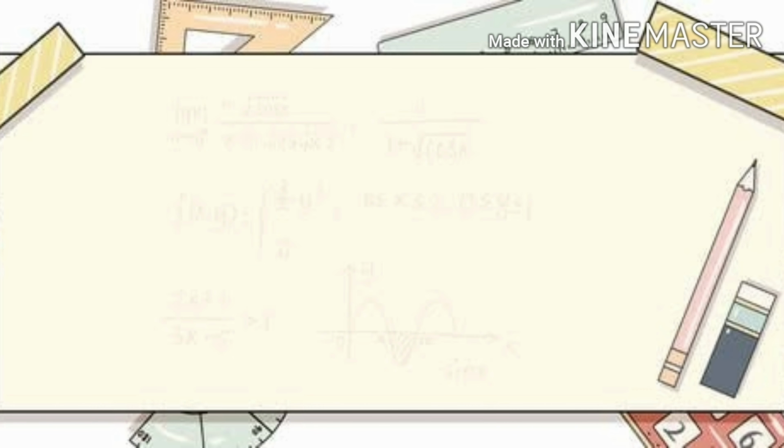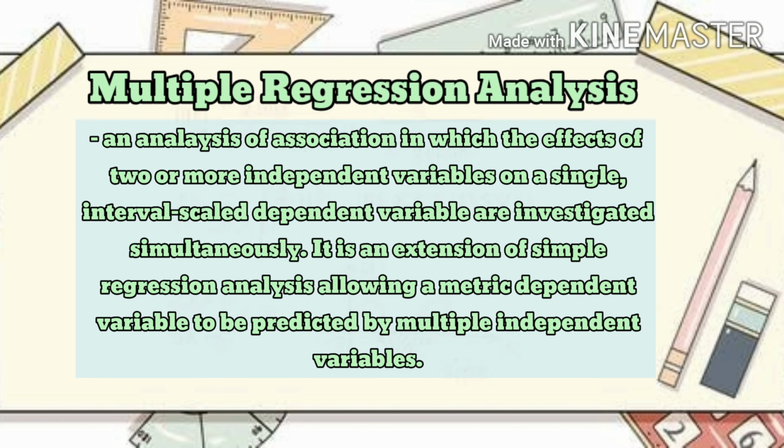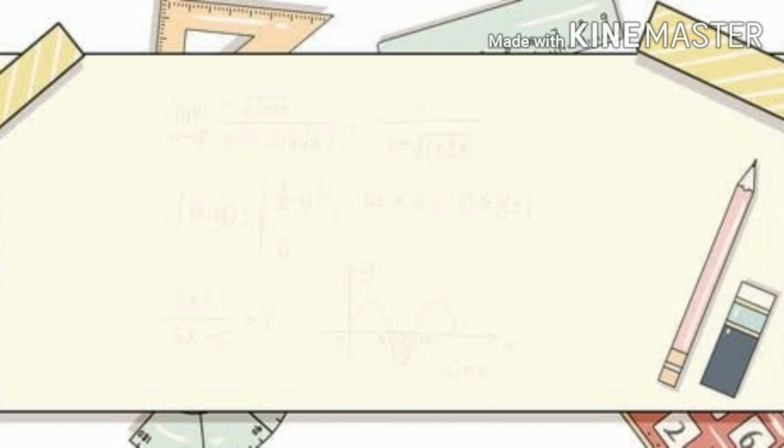On the other hand, multiple regression analysis is an analysis of association in which the effects of two or more independent variables on a single interval-scale dependent variable are investigated simultaneously. It is an extension of simple regression analysis, allowing a metric dependent variable to be predicted by multiple independent variables. To further understand this topic, let's take a look at this example.